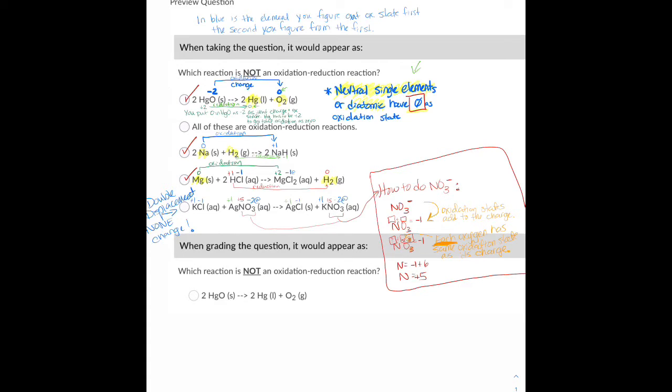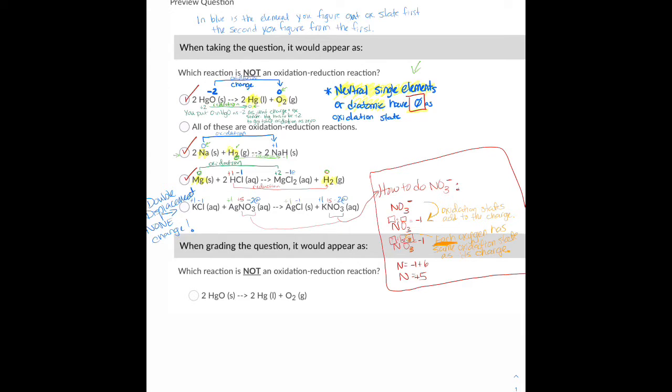I'm going to jump on down to this problem right here. The sodium again is by itself, so its value is 0. The hydrogen is diatomic. Notice it's 0. And I'm going to jump on down to the next one. Magnesium is by itself. Its value is 0. And then the hydrogen is diatomic. It's 0. That's the first thing that you want to make sure that you're understanding.